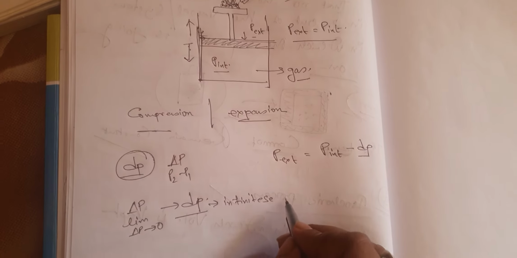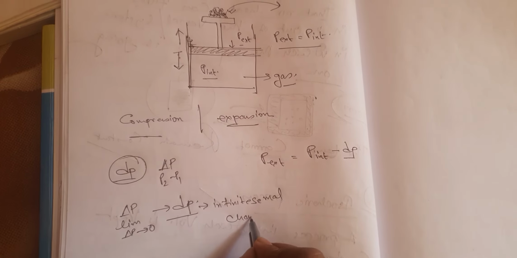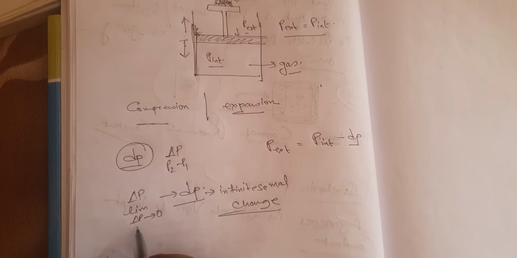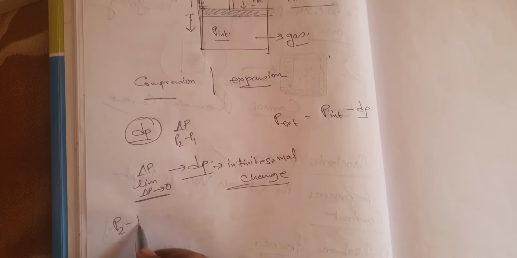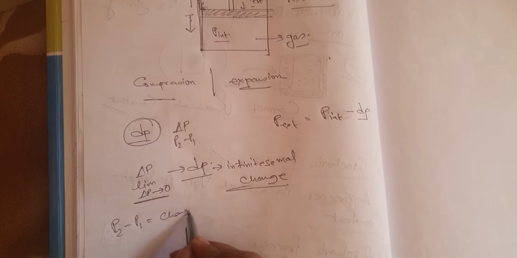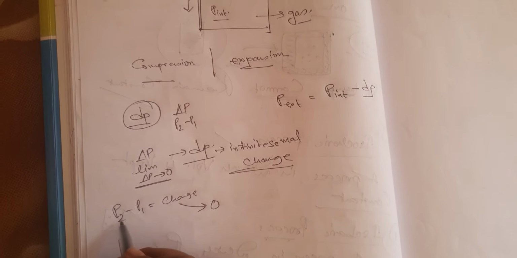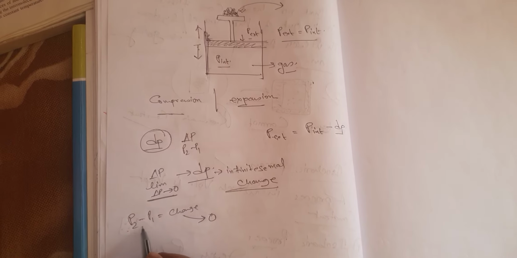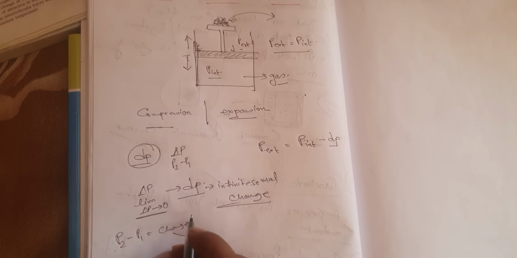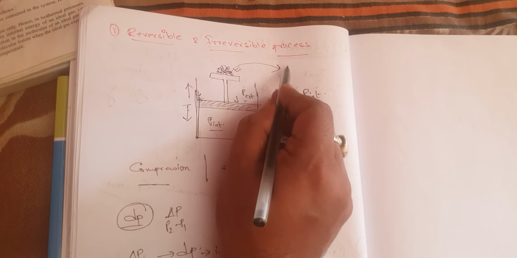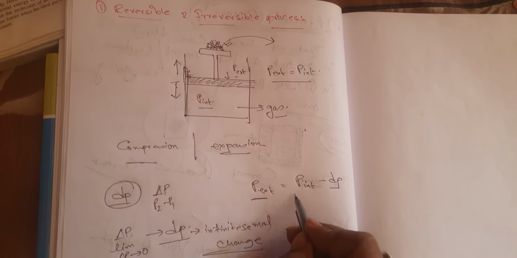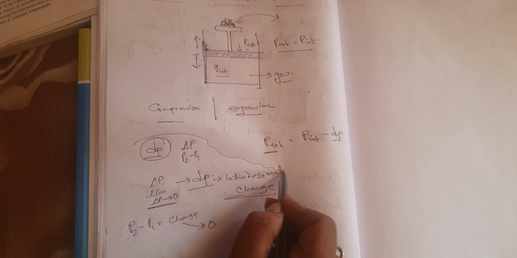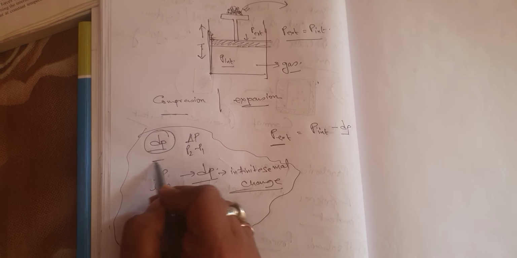The word infinitesimal change means very small change, where limit delta P tends to 0 means what? See, P2 minus P1 is the change. When the change is only tending towards 0, that means this subtracted value is very less. So there is a difference of P2 and P1, but the change is very small. Okay, so I hope that you have understood this. So it's a very small change in pressure, so I will write P external. I hope there is no problem in understanding the concept of dP.